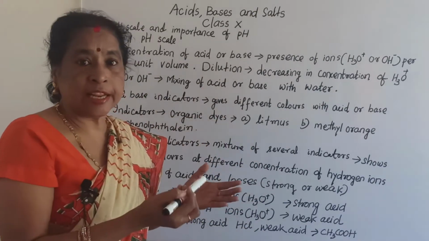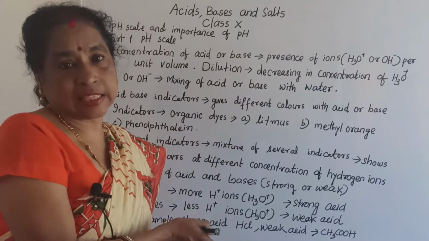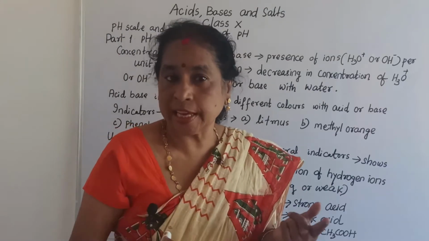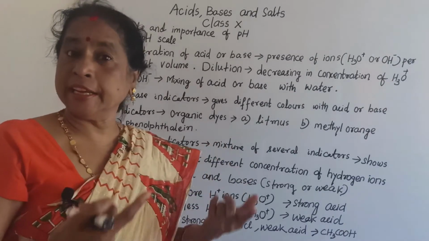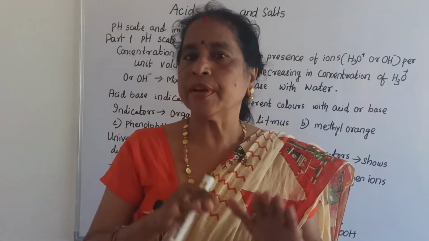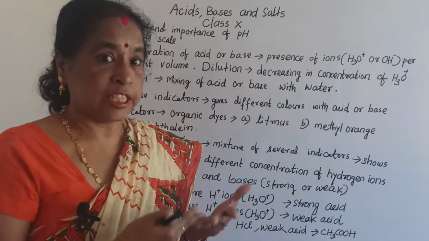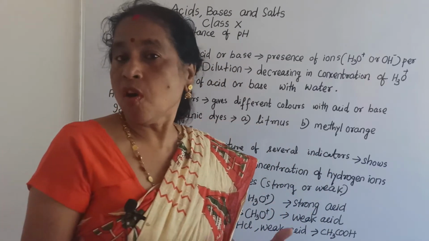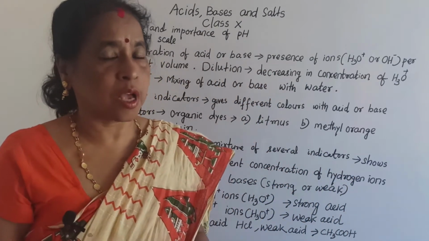And an acid base indicator is an organic dye which shows color. If it is an acid, it shows a different color; if it is a base, a different color. Due to the change of colors, you can say yes, it is an acid or a base. But universal indicator is a mixture of indicators, so it shows different colors at different concentrations of hydrogen ions. Here you can say what the strength of the acid is. Strength indicates strong or weak acid: a strong acid means more H plus ions are produced, and a weak acid means fewer H plus ions are produced.